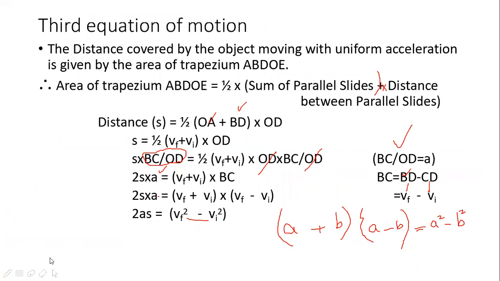The third equation of motion is calculated by calculating the area of trapezium. The area of trapezium is equal to 1 divided by 2 times the sum of parallel sides. This is one parallel side, and this is the other parallel side, multiplied by the distance between these two sides. So it is 1 divided by 2 times V plus VI cross OD. OD is written here. You will do this simplification by putting the value of BC, and then you will get this equation of motion.